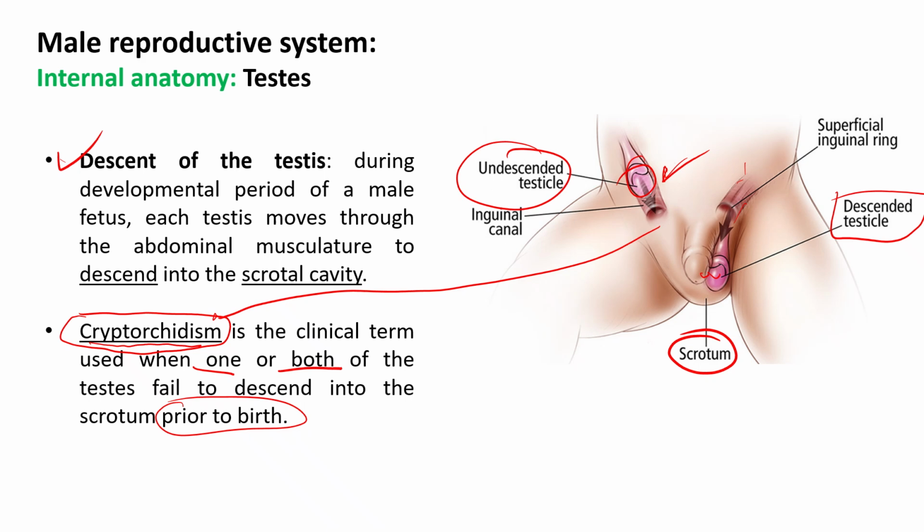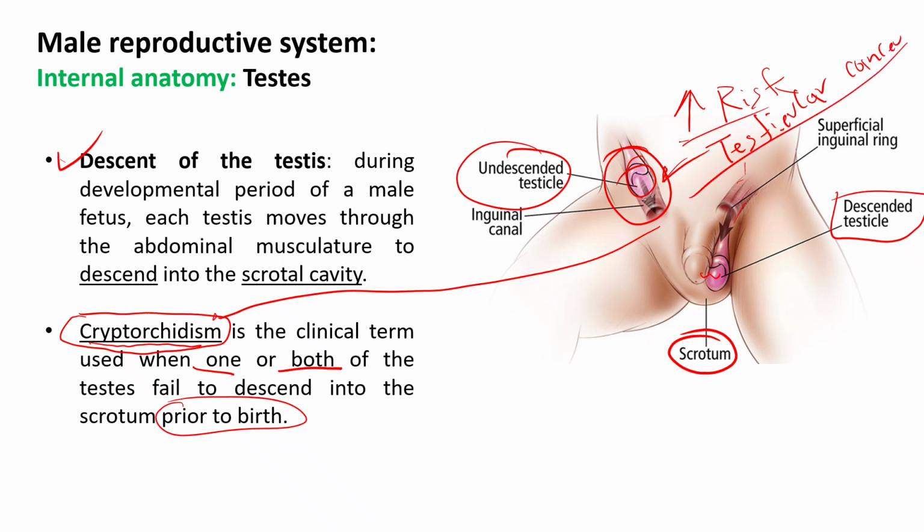Now, the other one, and the most important one, I will say, is that a testicle that stays in the abdominal cavity has a way higher risk to develop cancer. So there's a high risk of testicular cancer, and that is the reason why, if a baby has cryptorchidism, they have to fix it.